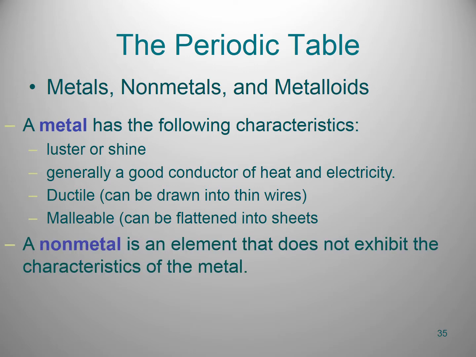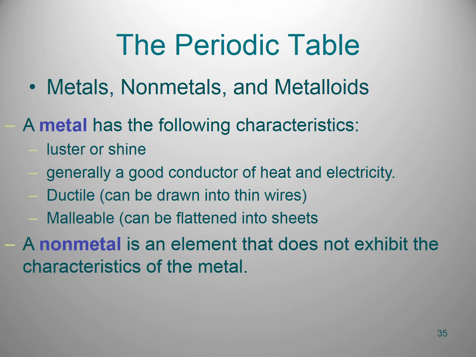So a nonmetal is something that does not exhibit the characteristics of a metal. What does that mean? That means they tend not to be shiny. They are not good conductors of heat or electricity. Nonmetals tend to be gases or liquids, mostly gases. A few nonmetals are solids as well, but if they are, they tend to be brittle, not very hard.